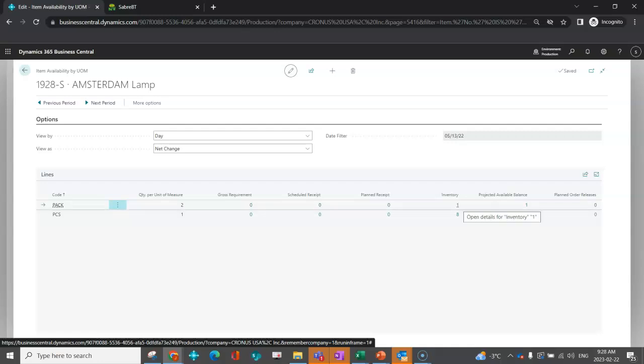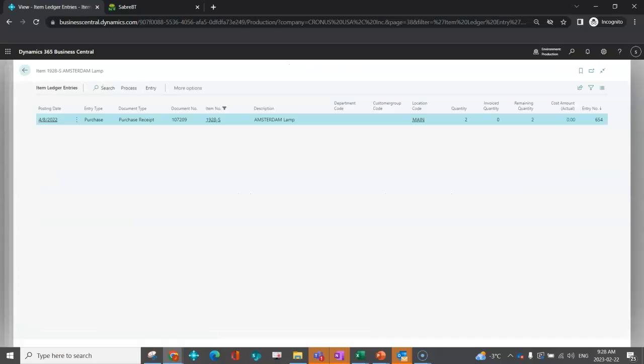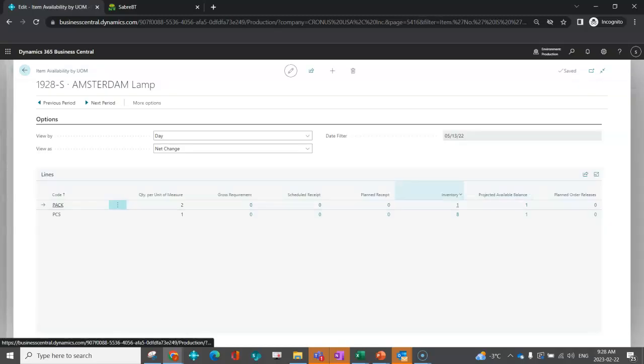And of course, these are hyperlinks, so I can drill into this. So here I'm able to see the purchase receipt that was done. I'm able to see the order it was done on. And then here I'm able to see that 2 eaches were received, essentially, making it one pack. So this was just a really cool way, if I'm dealing with alternate units of measure, to be able to see how I'm working with that product.